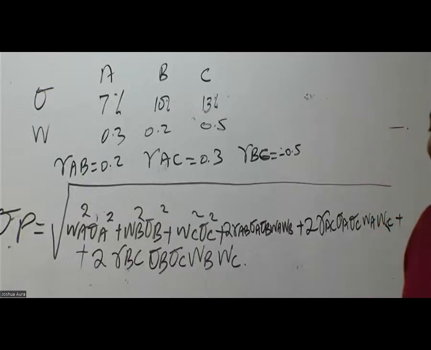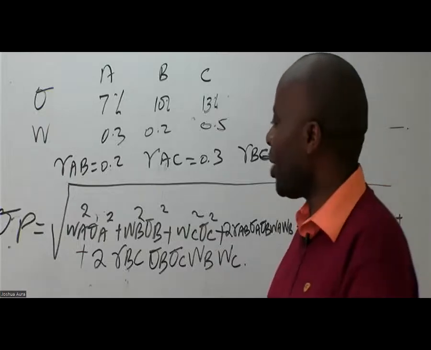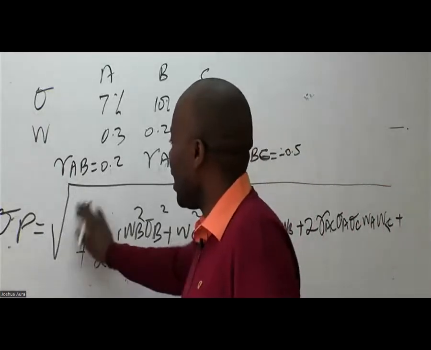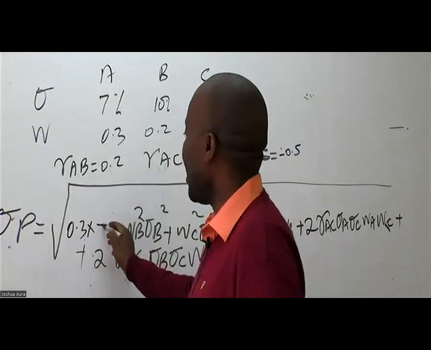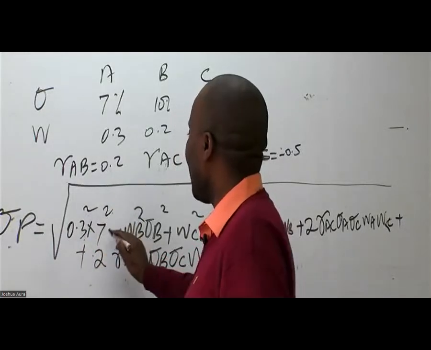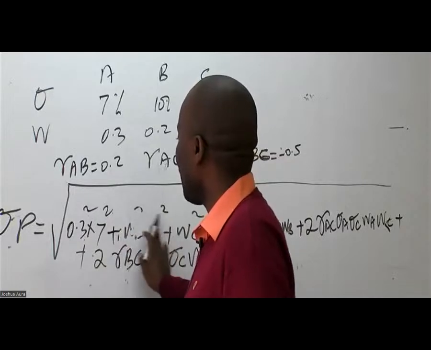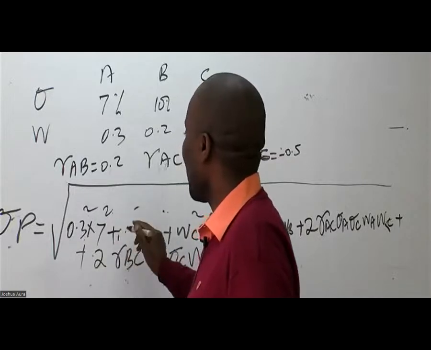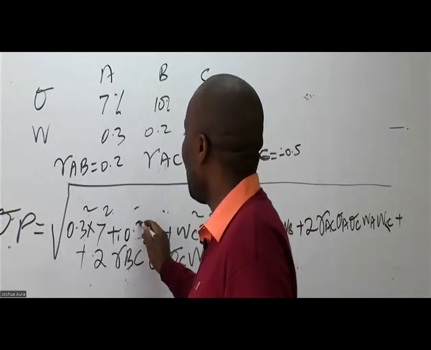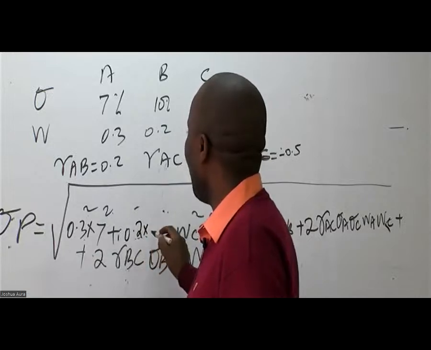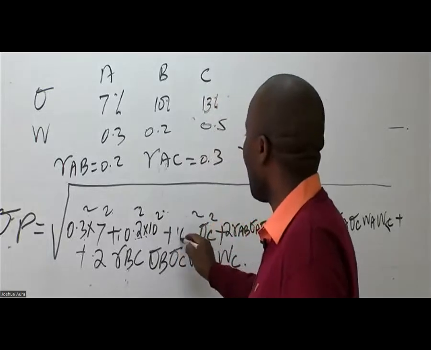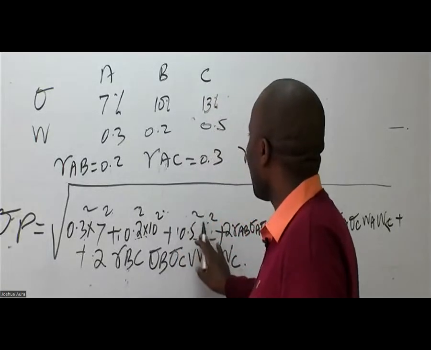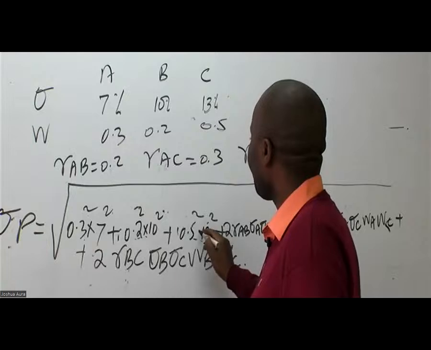Right? So then weight of A, standard deviation of A, this already I have. The weight of A is 0.3. Standard deviation of A, I have that, squared. Plus weight of B, standard deviation of B. The weight of B is 0.2. Standard deviation of B is 10, squared. Weight of C is 0.5. Standard deviation of C is 13.